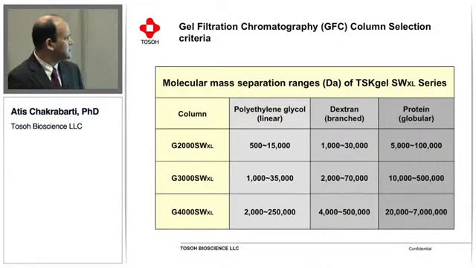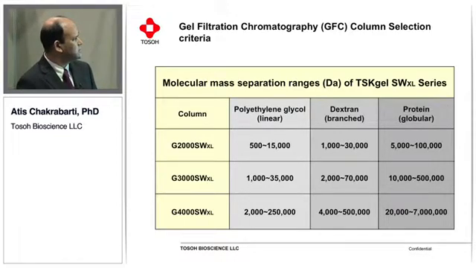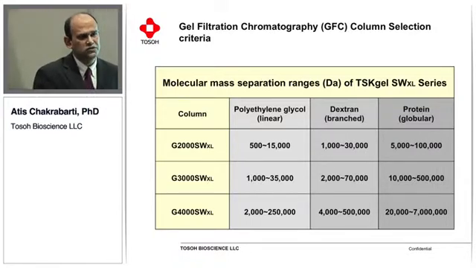Now again, this is just a shorter version so that you can compare your standards, linear, branched and globular, as a function of the different types of column line I have available for the separation. If you know your molecular weight and the nature of the sample, for example a molecular weight between 2000 and 70,000, and you know that this is a branched molecular structure, then you know which column you should use.